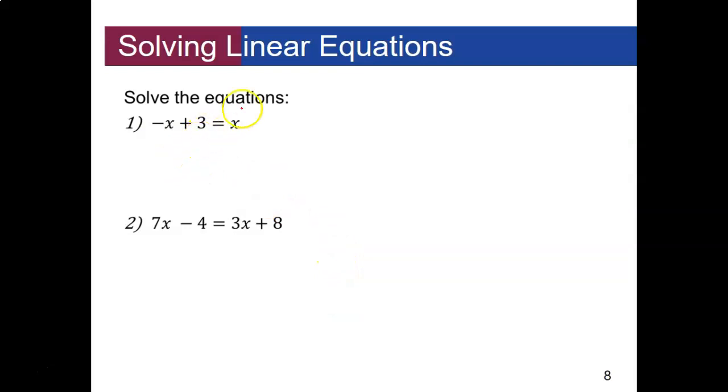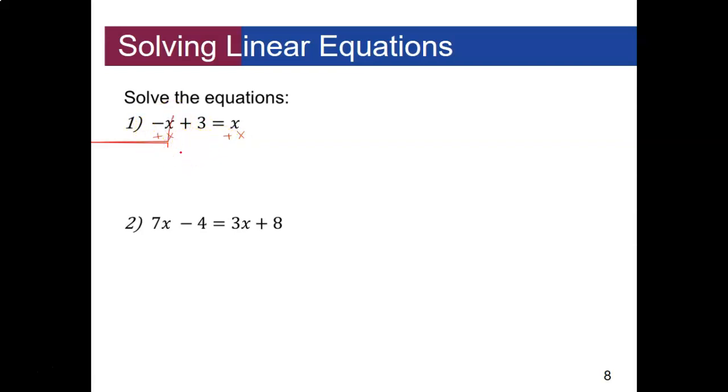Okay, we want to look at solving some equations. I'm going to start out with just some very basic ones, and then we'll progress from here. This one, you want to get x by itself. So what I'm going to do is add x to both sides, because I really don't like to have a negative in front of my variable.